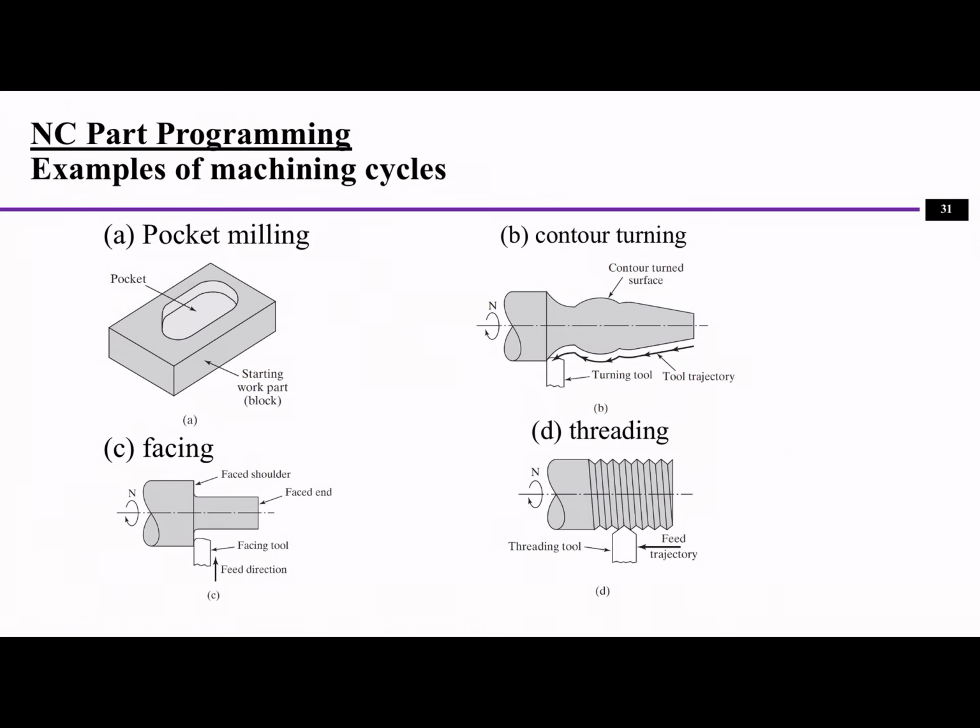Some examples of the machining cycles. For example, there's pocket milling. We can use the mill machine to mill a pocket. We can do contour turning. So this is turning. Watch that in the video as well. We can do the facing operations. So we get a material, and you can see this is a newly faced surface, right? And also we can do threading on a turning machine.